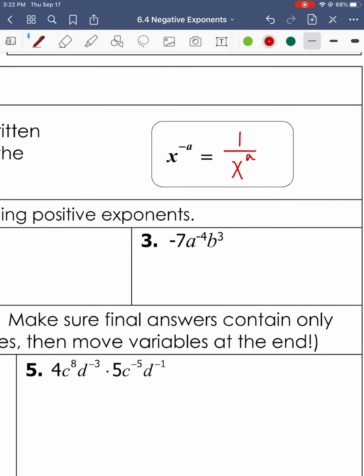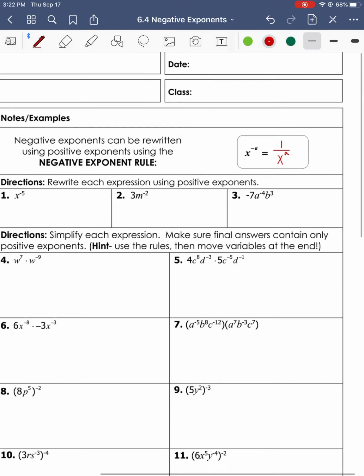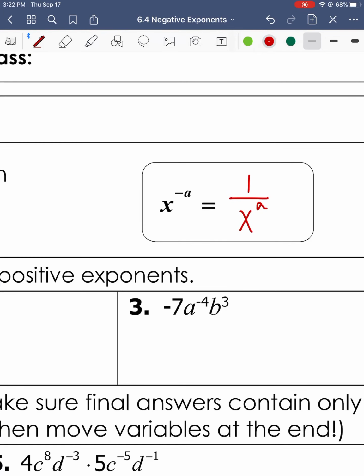All right, here we have notes 6.4 on negative exponents. This is the sheet that you're using, your note sheet, and I just zoomed in here on the rule for negative exponents. If you have a negative exponent, what you're going to do is move it to the denominator and make the exponent positive.